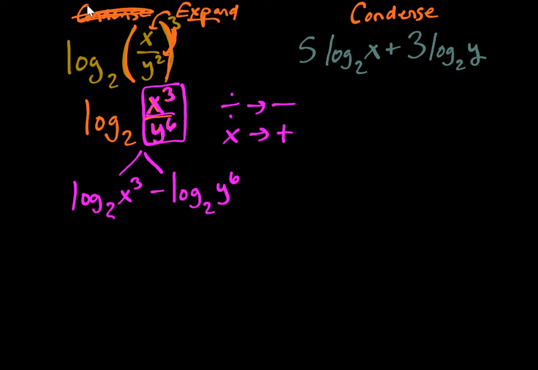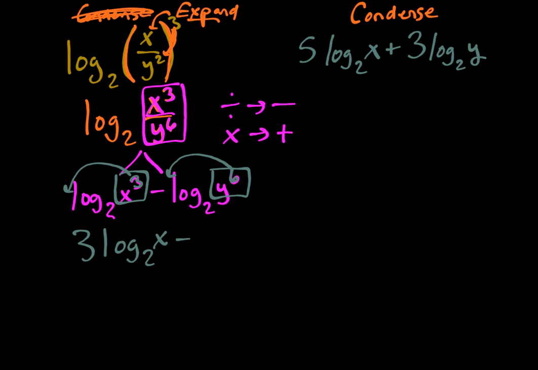And in your last step, if we have an exponent, so here we have an exponent of 3 on this argument, and here we have an exponent of 6 on this argument. If we have an exponent in the argument, that exponent just comes up to the front. So this 3 is going to jump up here, and this 6 is going to jump up here. So that becomes 3 log base 2 of x minus 6 log base 2 of y. And then that would be your final answer.